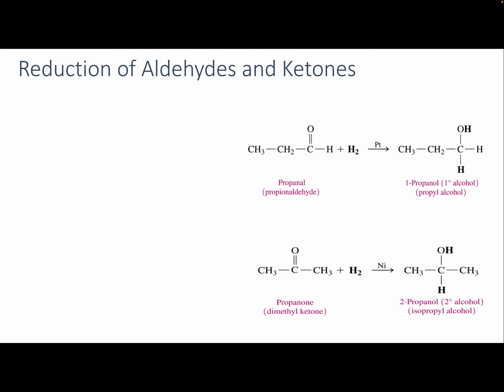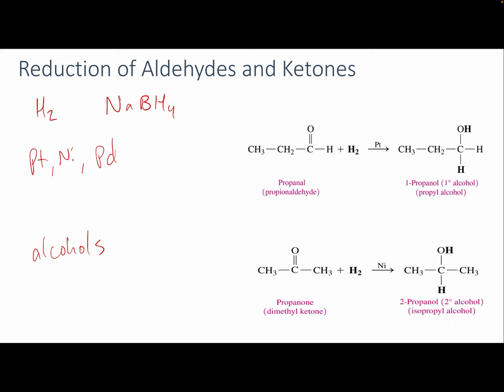Now, aldehydes and ketones can be reduced. Remember, only aldehydes can be oxidized, but they can both be reduced. They get reduced either by using hydrogen gas or something called sodium borohydride, NaBH4. These are reducing agents, and they usually require a catalyst, something like platinum or nickel or palladium. And when aldehydes and ketones get reduced, they get reduced all the way to alcohols. And we do this by decreasing the number of carbon-oxygen bonds.